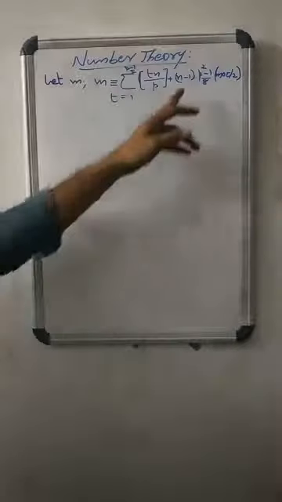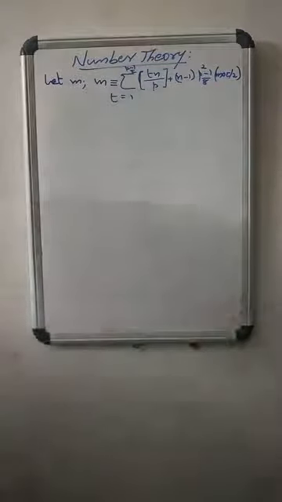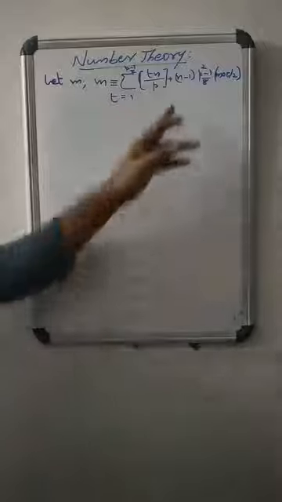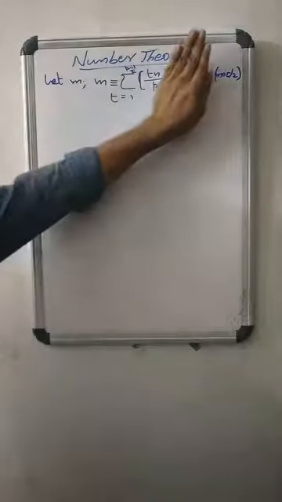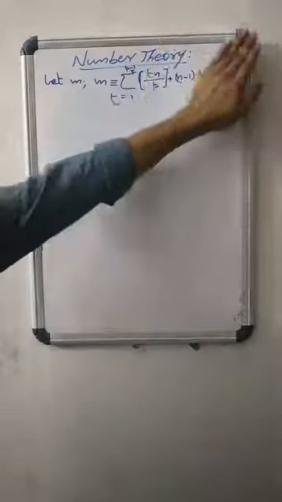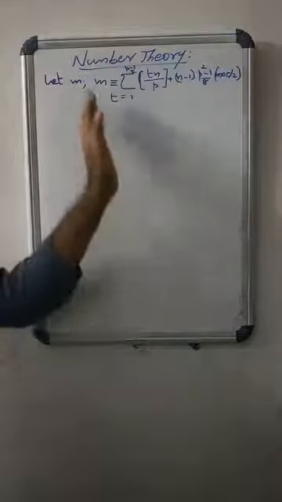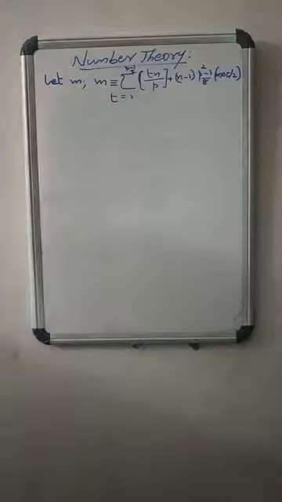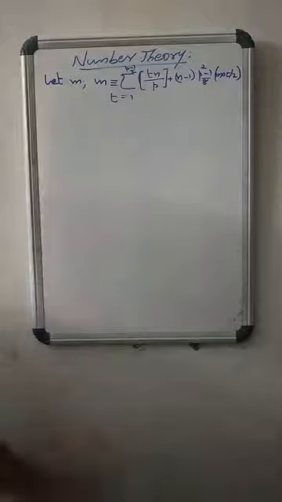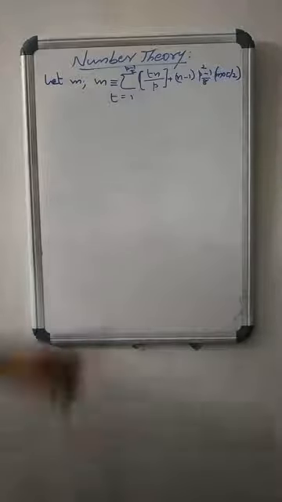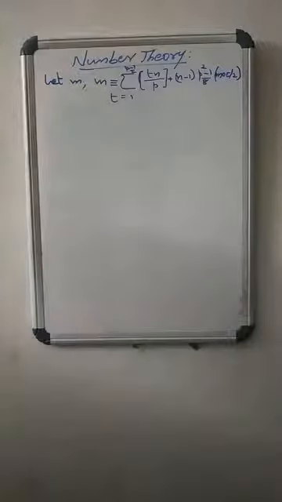When n is odd, what happens? n minus 1 is even, which means it's a multiple of 2. Therefore, when n is odd, the second term vanishes and m is congruent to the sum over t from 1 to (p-1)/2 of the greatest integer part of tn/p mod 2. That is the result. How to prove this one?